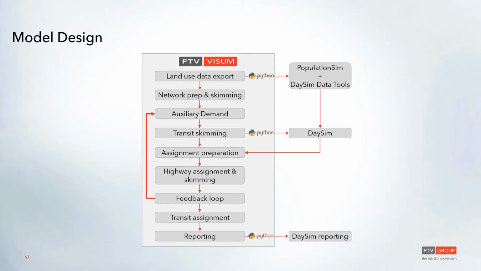how they connect with each other, and in what sequence the steps are implemented. So the gray box that you see here and all the sub boxes within them, those are all the model steps that are implemented within Visum.